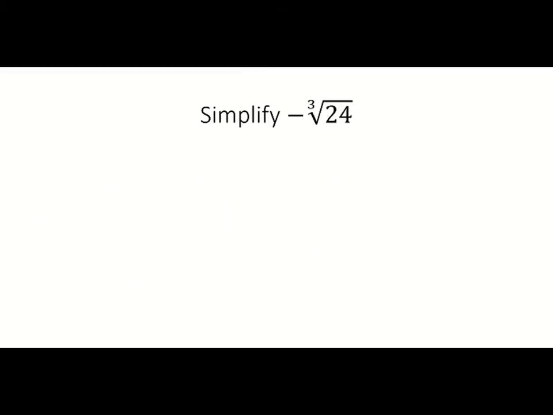Simplifying a negative cube root of 24. We're going to, again, be looking for 3 of the same number because there's a cube there. And we need to break this down. 24 would be 2 times 12. 12 would be 2 times 6. And 6 would be 2 times 3.